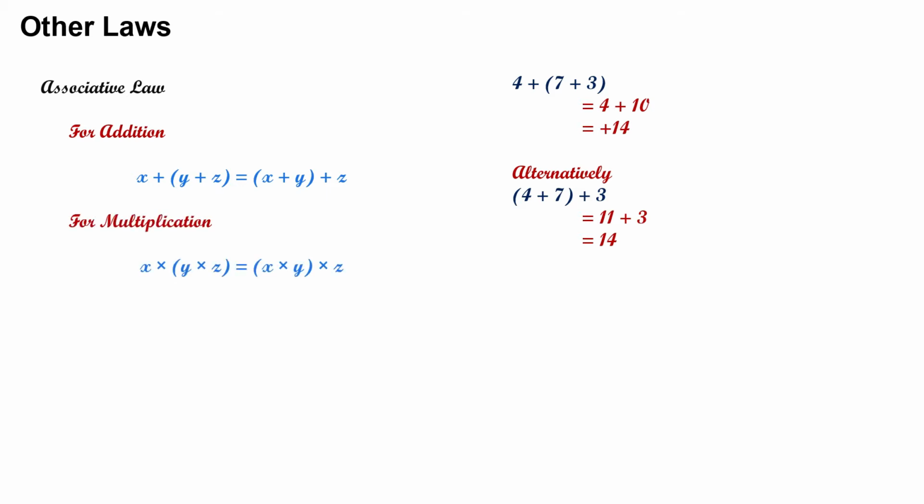Same is the case for multiplication. You can multiply y and z and then you multiply it with x, or you can multiply x and y and then you multiply it with z. The answer will be the same. What do I mean by that? Let's say we have 6 into (3 into 3). So first of all, you'd solve for 3 into 3. The question will become 6 into 9, that is the answer to 3 into 3, and the answer is 54. Alternatively, you can solve for 6 into 3 and then you multiply it with 3. The question will become 18 into 3 and the answer will be 54.